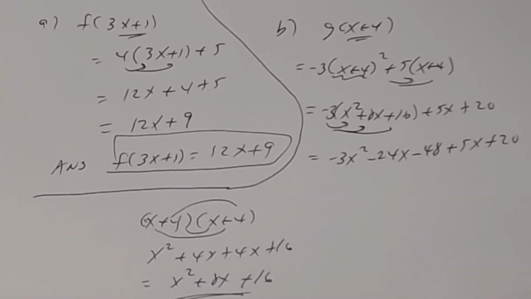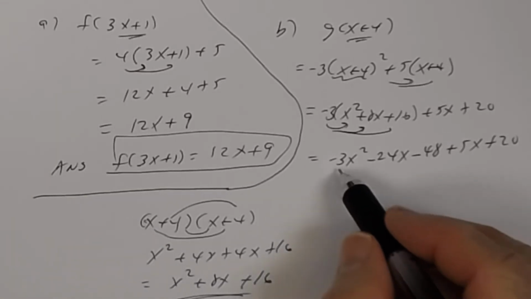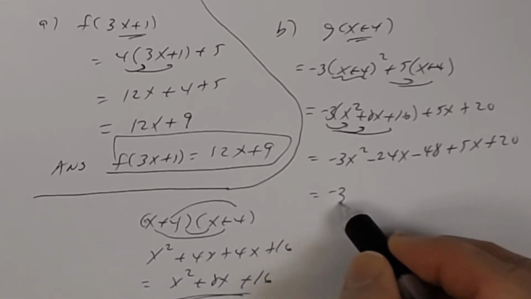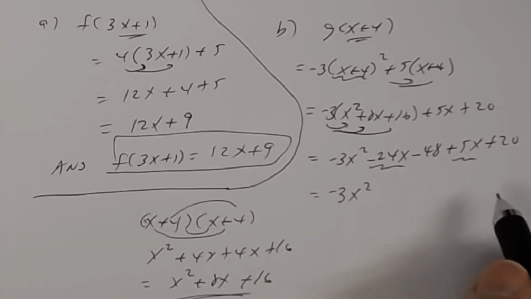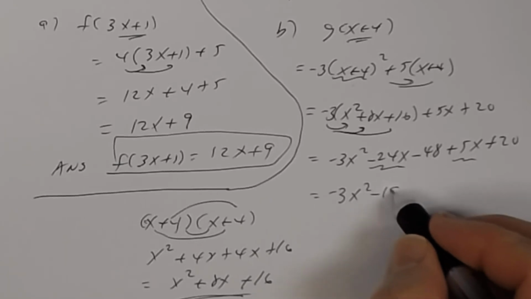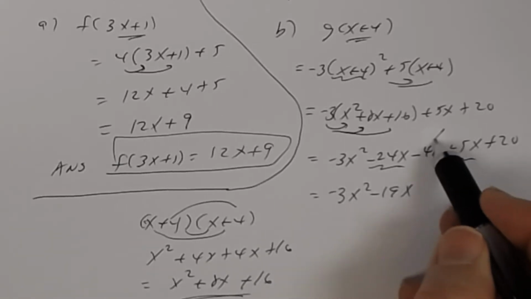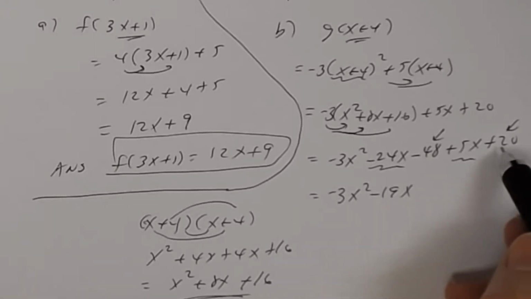Okay? And then all you do is just combine like terms and you're done. So I have negative 3x squared, a negative 24x, and a positive 5x. That's a negative 19x. A negative 48 and a positive 20.